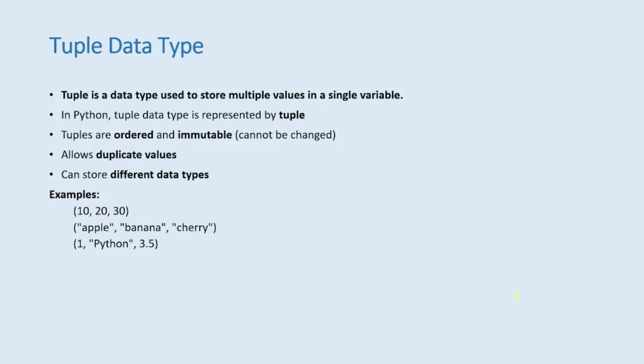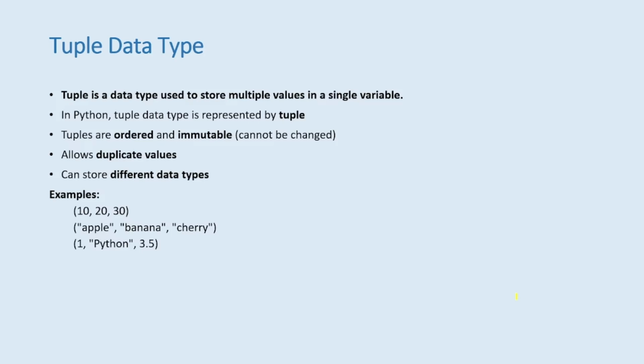In this video, we are going to learn about the Python tuple data type. So what is a tuple? A tuple is a data type used to store multiple values in a single variable. The most important thing to remember is that a tuple is immutable, which means it cannot be changed after creation. Think of it like a sealed box. You can open it, you can see what is inside it, but you cannot add, remove, or change items from the sealed box.